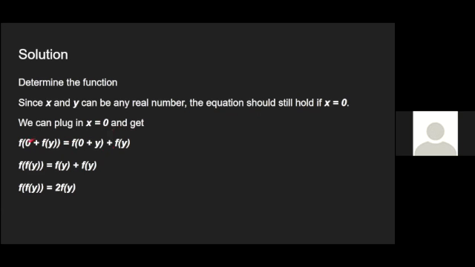So this 0 literally means nothing, so we can entirely remove it. This 0 also means nothing, so we can entirely remove it. So that means we get f of y equals f of y plus f of y. So f of y plus f of y is 2f of y. So that means f of y equals 2f of y.